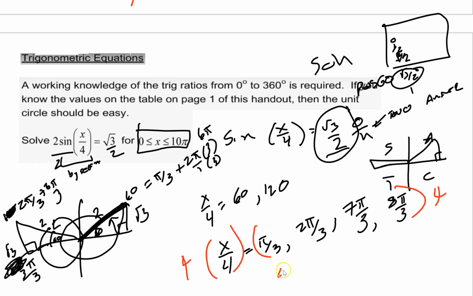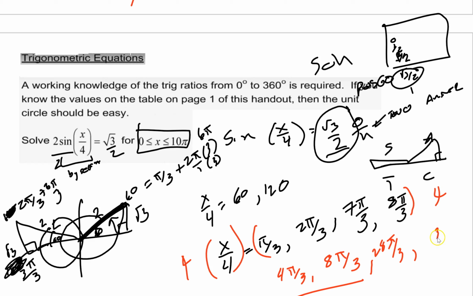Into all of them, I'm going to get 4 pi over 3, 8 pi over 3, 28 pi over 3, and 32 pi over 3. Now I only want between 0 and 10 pi. So that's good. That's less than 10 pi. That's less than 10 pi.